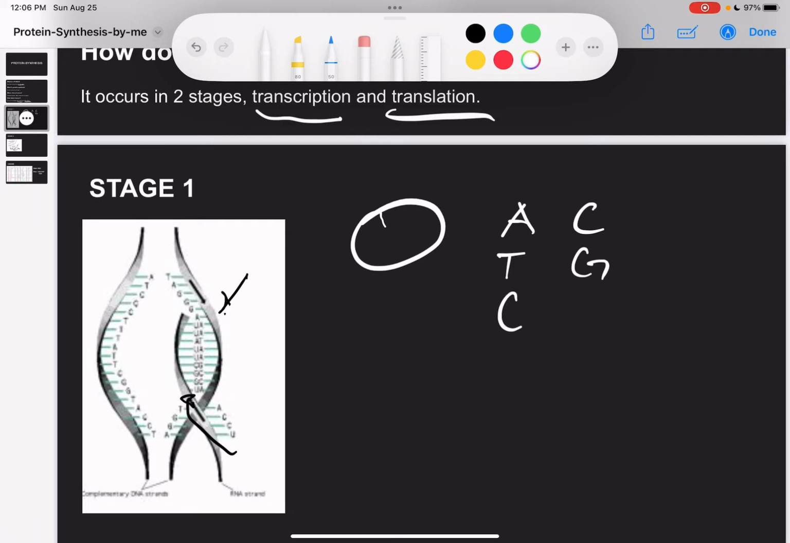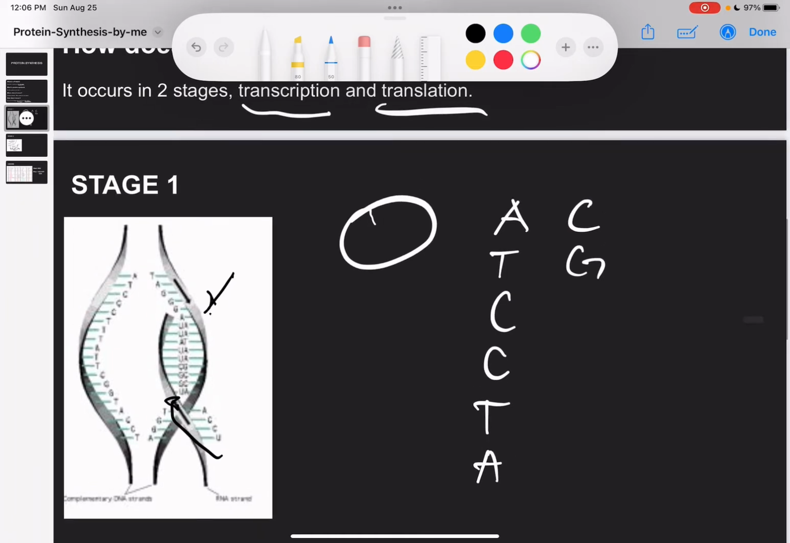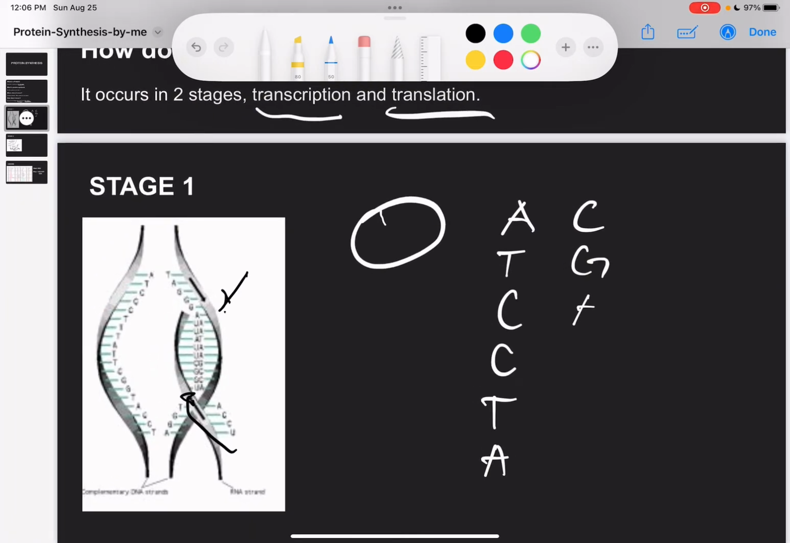You just have CCTA, long strands of this. So what happens is an enzyme called helicase opens up your DNA double helix. This is your open double helix, the illustration on the left here. With this newly opened double helix, it's called a replication fork. An enzyme called RNA polymerase attaches and begins coding for the base pairs of the now open DNA.